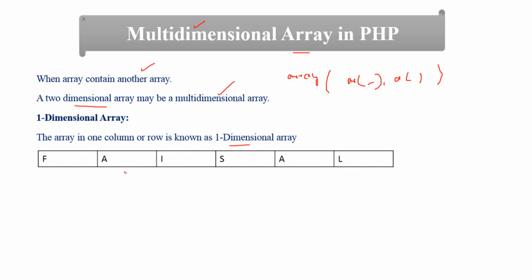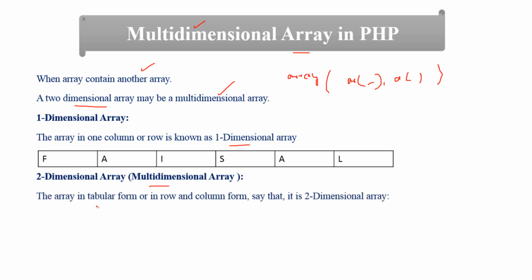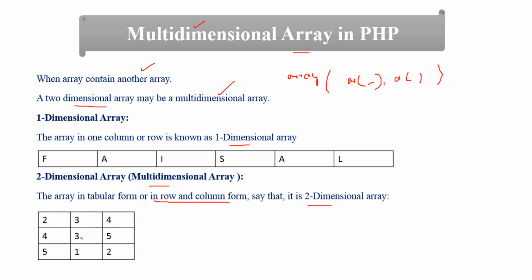For example, this is a diagrammatic example of a one-dimensional array in which data is stored in a single column or a single row. Two-dimensional array or multi-dimensional array: the array in tabular form, or in row and column form, is a two-dimensional array. So you can see that when we provide data in row and column form, we say that this is a two-dimensional array or multi-dimensional array, and this is a one-dimensional array.